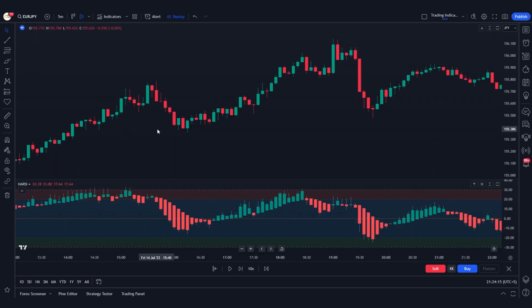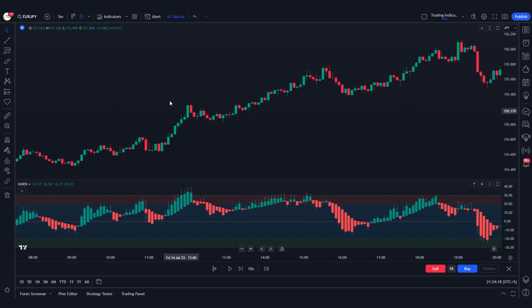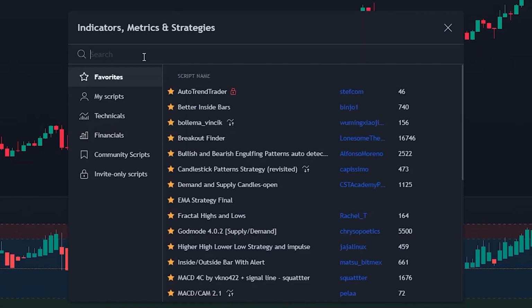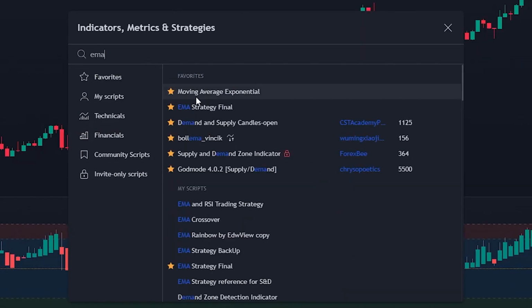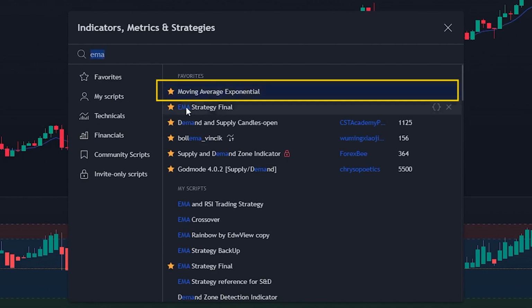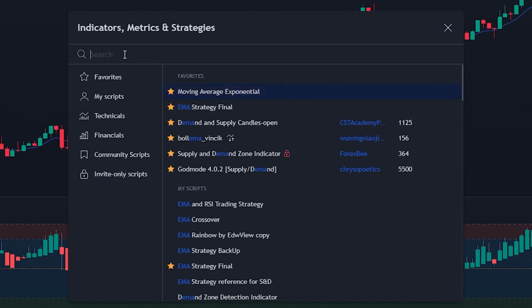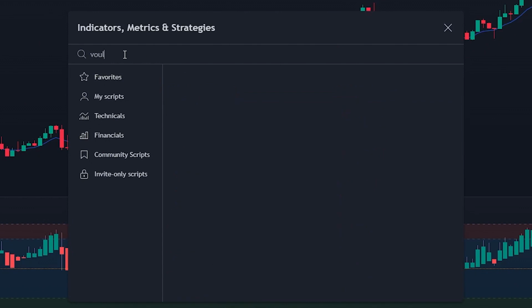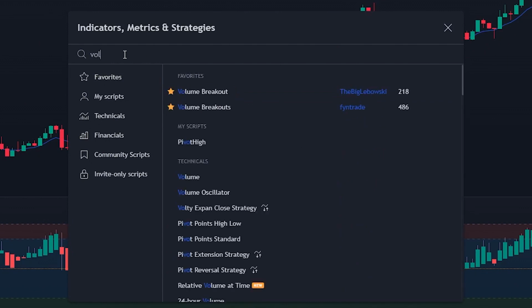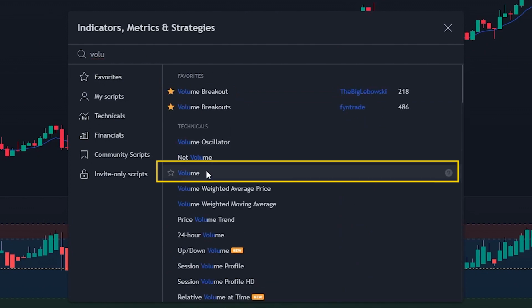Now let's go ahead and add the other indicators that we're going to need for our trading strategy. For that, let's go towards the indicator tab, and here we're going to search for Exponential Moving Average or EMA, and we're going to add this one by TradingView to the chart. And the second indicator that we're going to use in this strategy is the volume indicator. So we're going to search for volume, and we're going to add this one by TradingView to the chart.